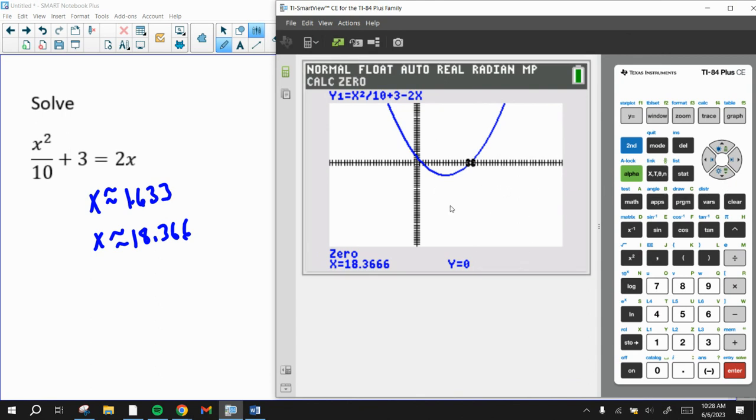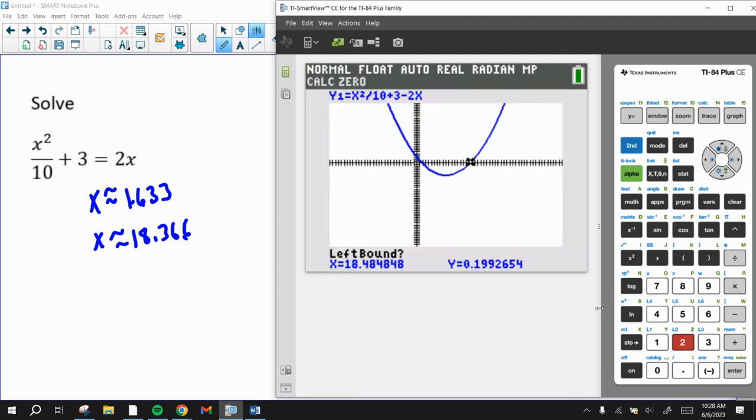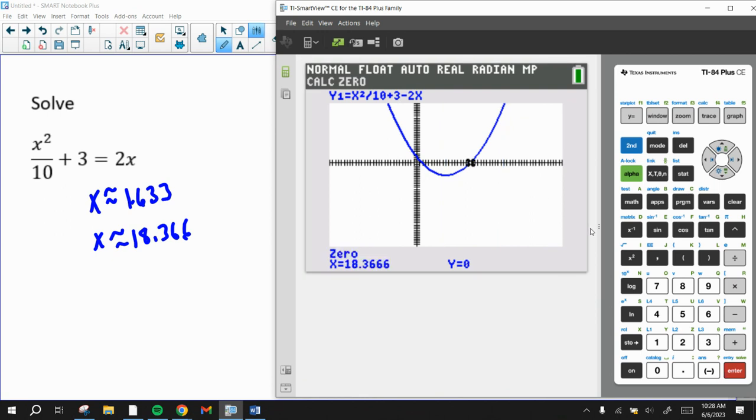So the way I would probably have done this is second calc 0. Now I need to pick any number to the left of this. I'm going to say it's about 10. And then any number to the right of it. I think 30 is okay. And then now it's within my window. And you can see by the calculator screen that, see that 0? It is between my two left and right bounds. I'm good. So I hit enter, and there's the answer.